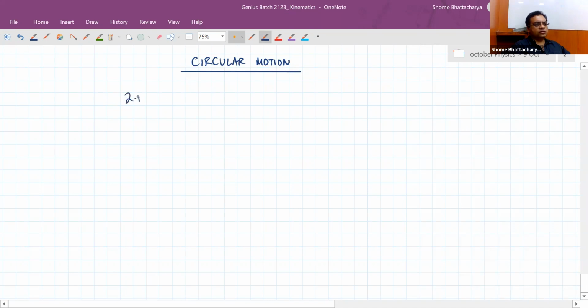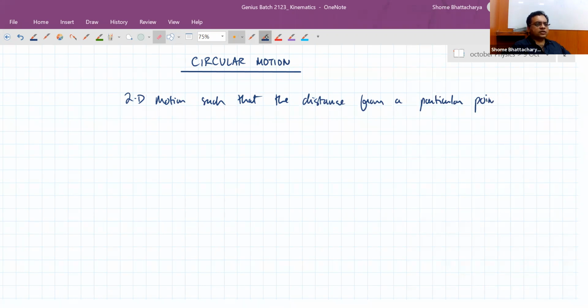As you know, the definition of circular motion is very simple. It is a 2D motion such that the distance from a particular point remains constant. In other words, you are actually describing the definition of a circle. The circle in coordinate geometry is defined as the locus of a moving point such that its distance from a particular point is constant.